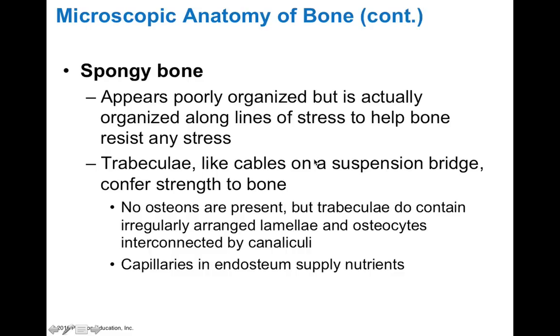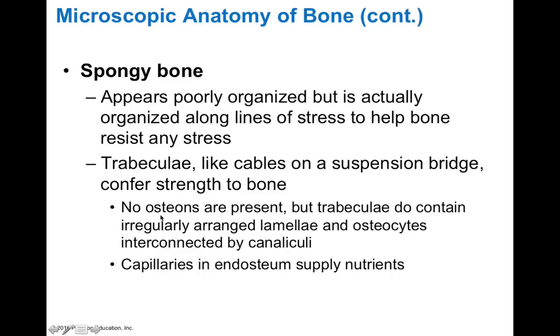Now, spongy bone appears more poorly organized, but it's actually very organized. And what's interesting is that spongy bone lines up along lines of stress. So if you place stress on a bone in a particular way, like if you take up a sport like tennis or basketball, and you start using bones in a certain way, it turns out the spongy bone will remodel and reform along the lines of stress that are placed on those bones. So the trabeculae are basically like cables in a suspension bridge, and they help to confer strength to the bone itself.